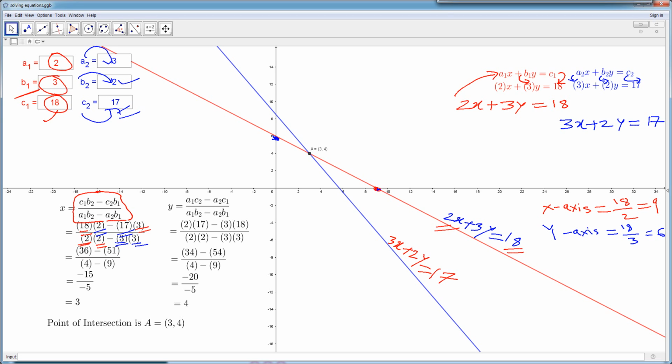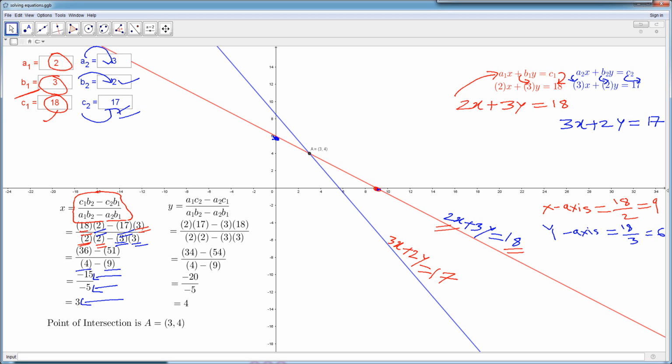So substitute the values. On substituting the values, we get 18 into 2 minus 17 into 3 upon 2 into 2 minus 3 into 3. Simplify this. The value comes as 18 into 2, 36. 17 into 3, 51. So 36 minus 51. The denominator, 2 into 2, 4. 3 into 3, 9. So 4 minus 9. Thus we have 36 minus 51, which comes as minus 15, and 4 minus 9, which comes as minus 5. Minus 15 upon minus 5 is equal to 3.